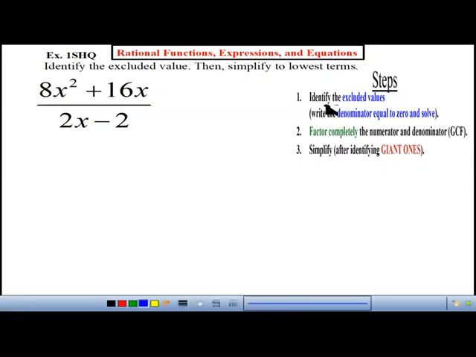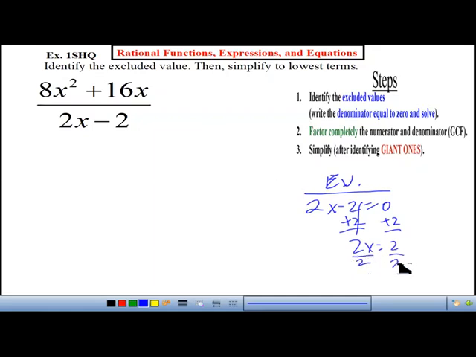All right, here it goes. Excluded value: 2x minus 2 equal to 0. Plus 2, plus 2. 2x equals 2, divide by 2. x equals 1. My excluded value is 1.